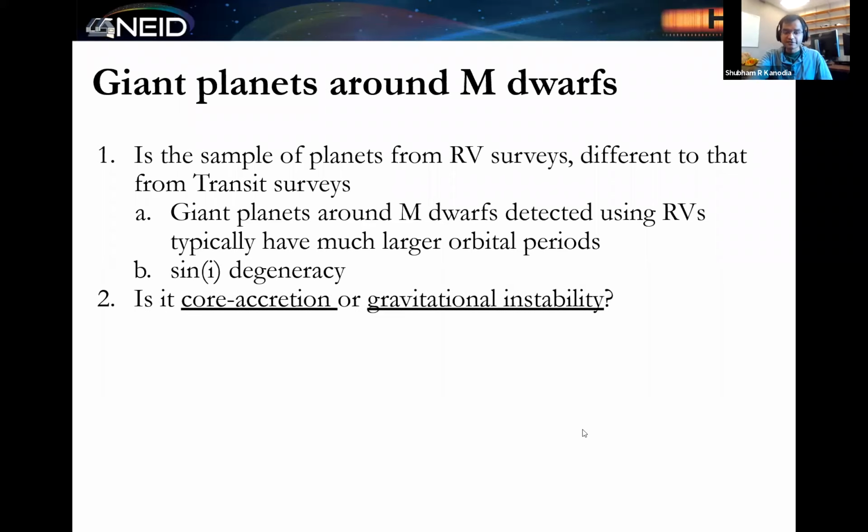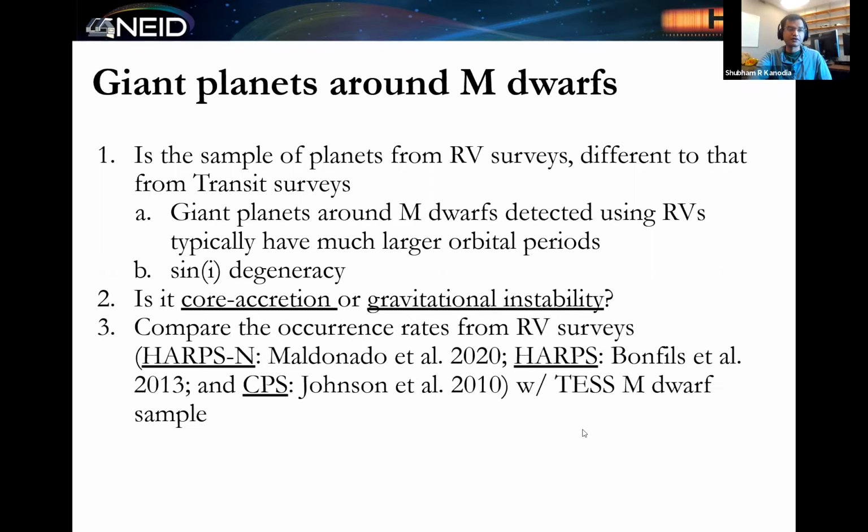So those are the kinds of questions we're trying to answer, or I would like to answer, for these planets. And then we can do this by comparing the occurrence rates from these RV surveys that I've listed over here, and the occurrence rates from the TESS M dwarf sample. And there's one very subtle caveat that I would like to highlight over here.